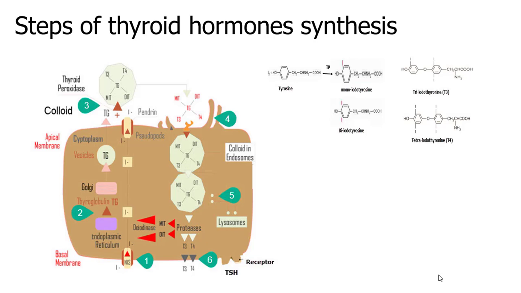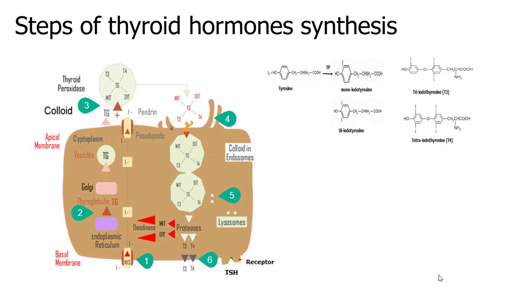Take note that all the steps involved in thyroid hormone synthesis are stimulated by the TSH hormone, or thyroid stimulating hormone, that is secreted from the anterior pituitary gland. TSH stimulates the uptake of iodide, formation of thyroglobulin, iodination of tyrosine, and the endocytosis process.